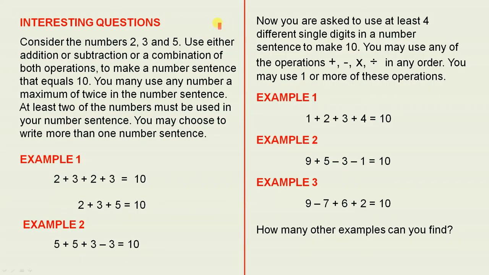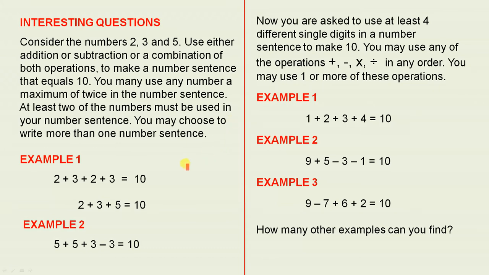Interesting questions. Consider the numbers 2, 3 and 5. Use either addition or subtraction or a combination of both operations to make a number sentence that equals 10. You may use any number a maximum of twice in the number sentence. At least 2 of the numbers must be used in your number sentence. You may choose to write more than one number sentence.